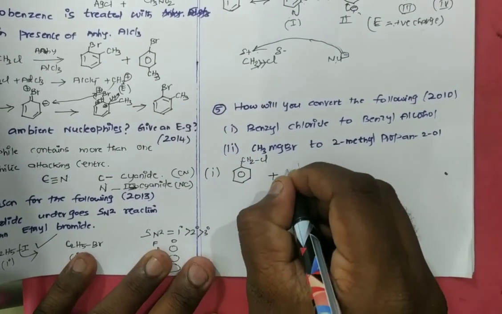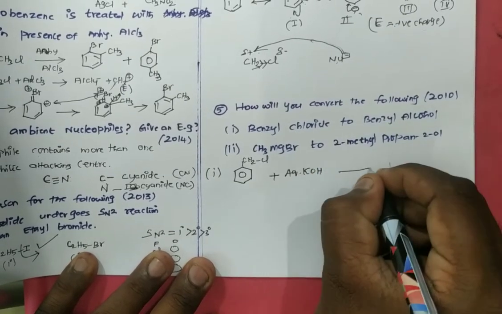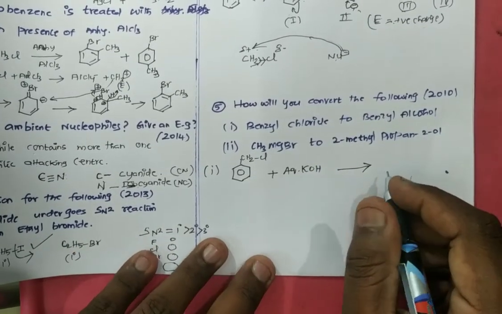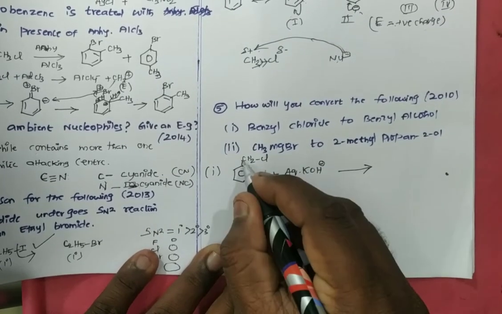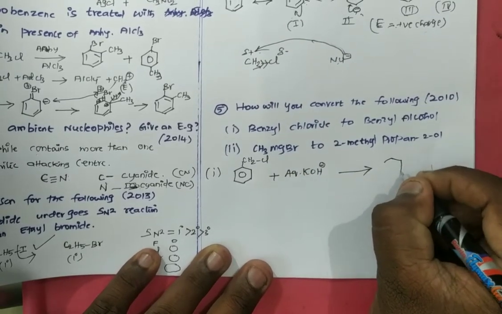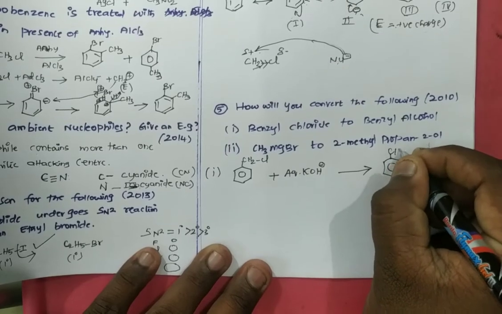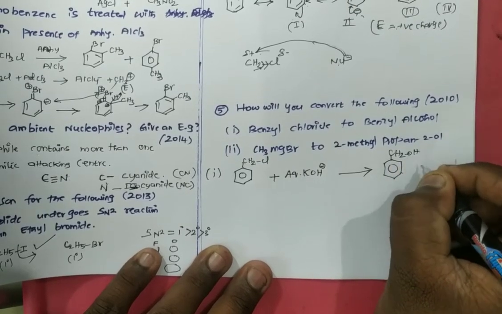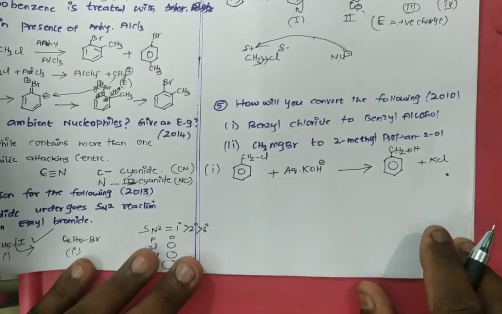If it reacts with aqueous KOH, it is a nucleophilic substitution reaction, because substitution takes place. The OH minus will act as a nucleophile. It will go and attack this carbon, and by eliminating Cl minus it forms benzyl alcohol as a product. I will get the product C6H5CH2OH, along with KCl. Are you able to understand, student?